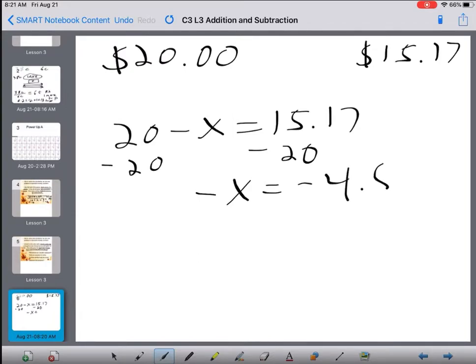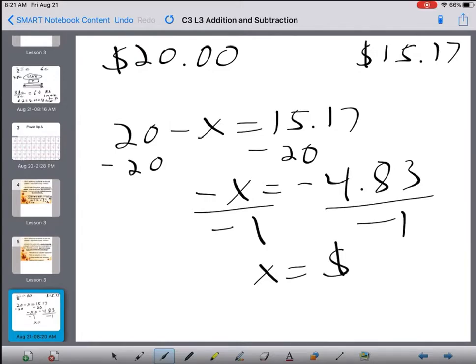And then I want to get rid of the negative, so divide each side by negative 1. And we see that x is equal to $4.83. So that is the total cost of both the bread and the half gallon of milk.